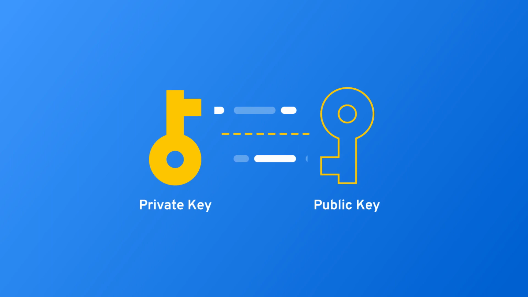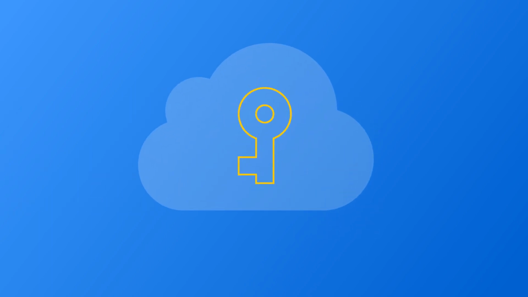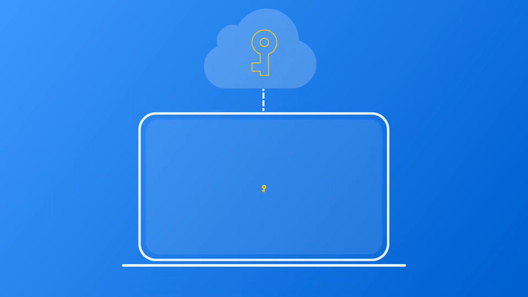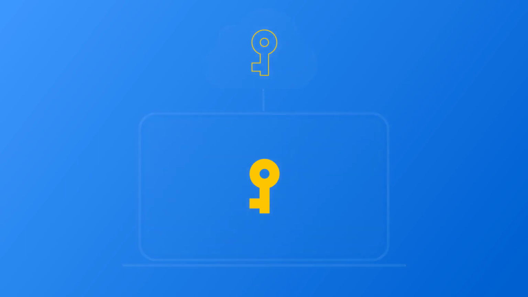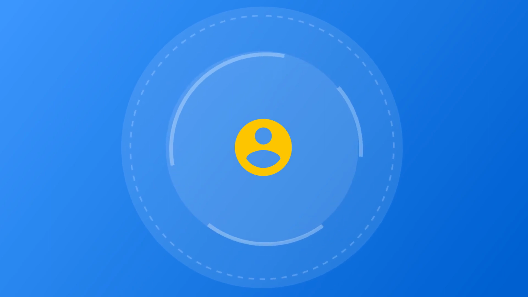Passkeys are made up of a public key and a private key. The public key is stored with the company you have your account with, while the private key is stored locally on your device or password manager. Together, these keys are what authenticate who you are.